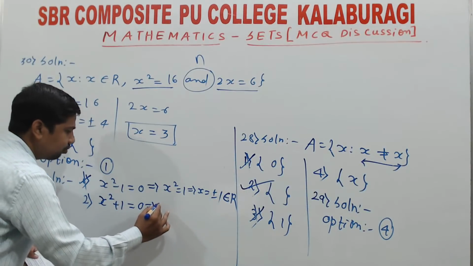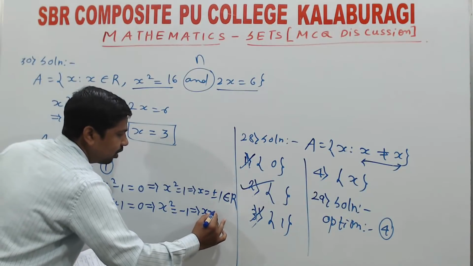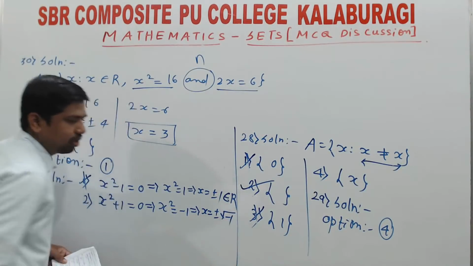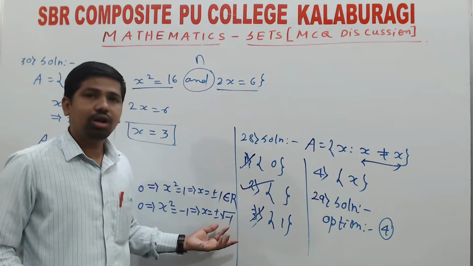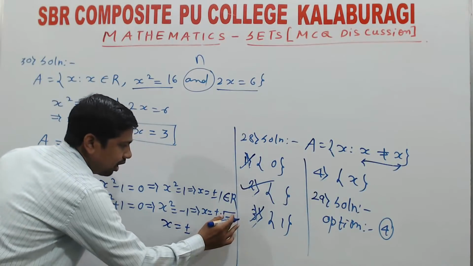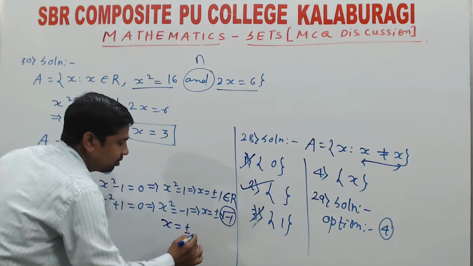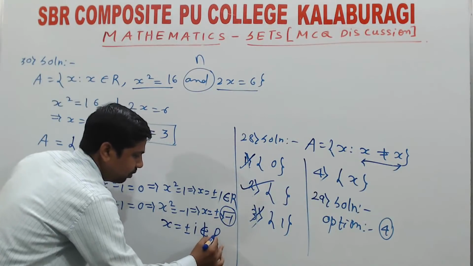Second option: x is a real number such that x square plus 1 is equal to 0. X square plus 1 equal to 0 means x square equal to minus 1. This implies x equal to plus or minus root of minus 1. What is the square root of minus 1? It is imaginary. It is not a real number. We call it i, an imaginary number, which does not belong to the real numbers.